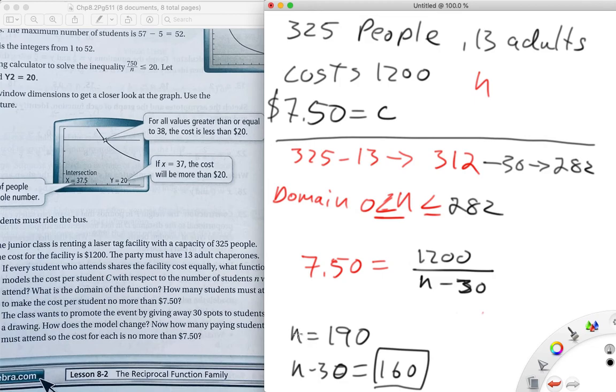Graphically, if we saw the intersection, it would intersect at n equals 190 because it's solving for n. But again, remember, we're not solving for n, we're solving for n minus 30. So it's still 160 students that's needed for this to break even.